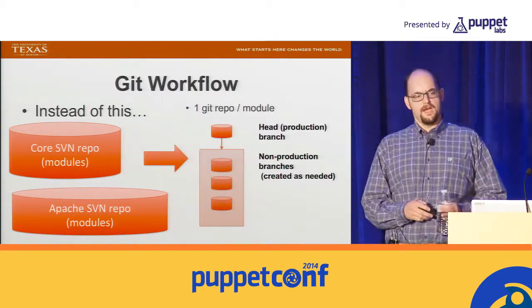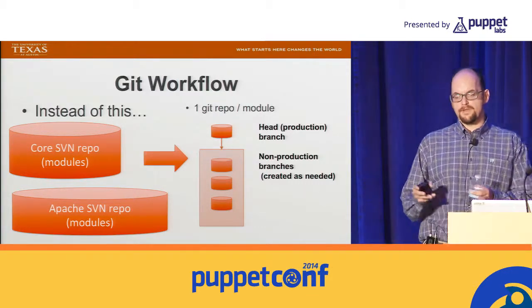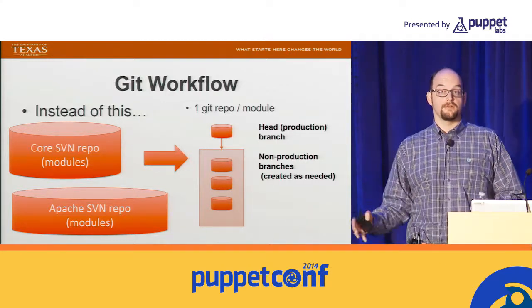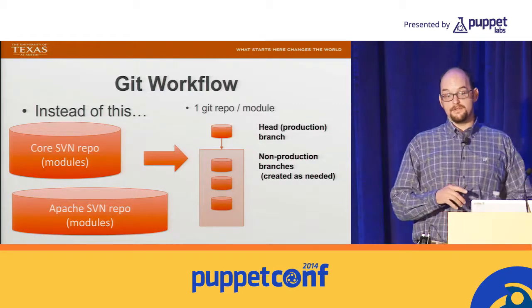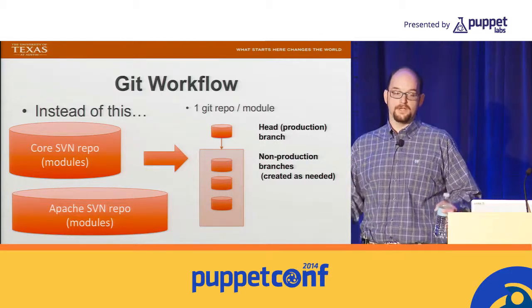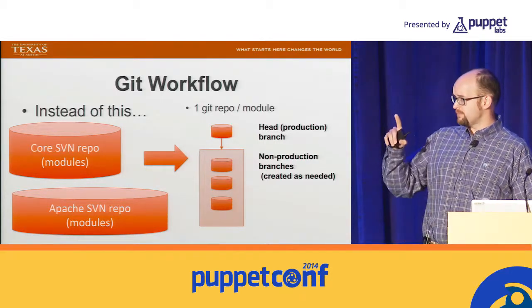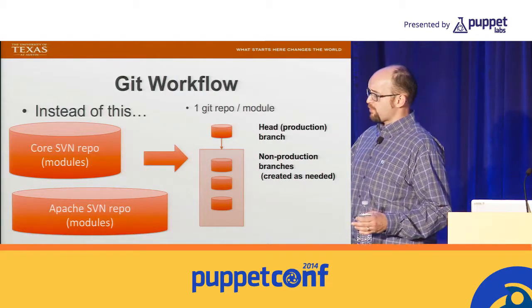And so what we'll do is break these up. Instead of having all of our core modules in a single SVN repo, we'll break it out into one Git repo per module. The cool thing is, we have a proof of concept on this right now. They're using Atlassian Git Essentials, and we're using Stash, and Stash actually has the ability to do per-branch permissions.